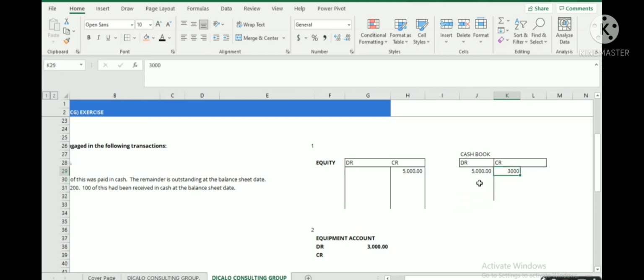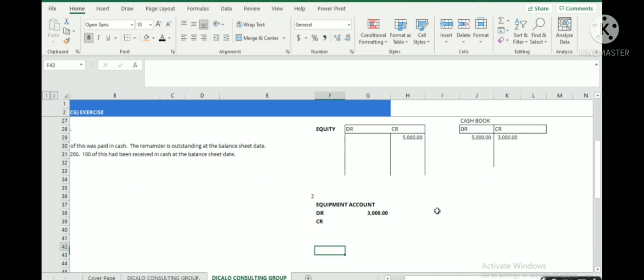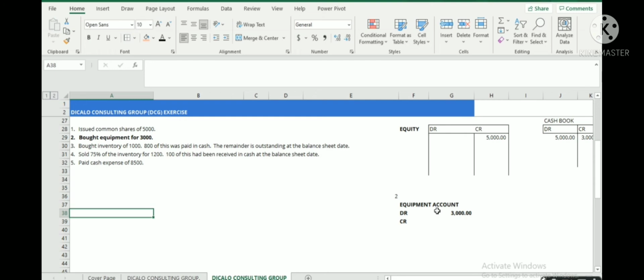With $3,000, because we know that cash is an asset, and since it is reducing, we credit it. And at the same time, we have debited our equipment account with how much? With $3,000, because equipment is a non-current asset and the value of the asset is increasing. Now let's look at the third example here, the third transaction, which was carried out by the Dicalo Consulting Group.